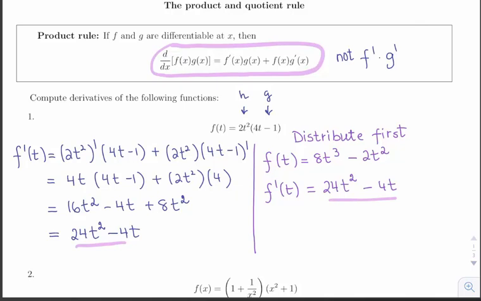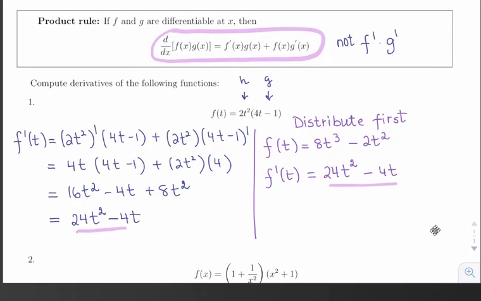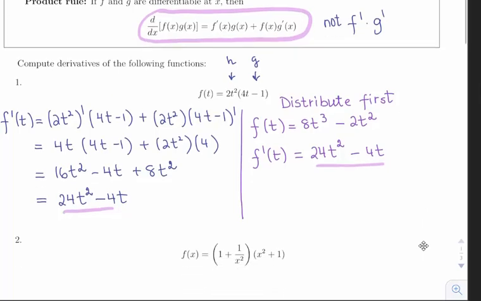Now you might be saying, well, isn't it easier to distribute it first and then compute the derivative? In this case, absolutely. But the point of this example is just to show you how to apply the rule. When it comes to solving problems, you do them any way you want, whichever one you prefer. Let's go ahead and take a look at the next example.